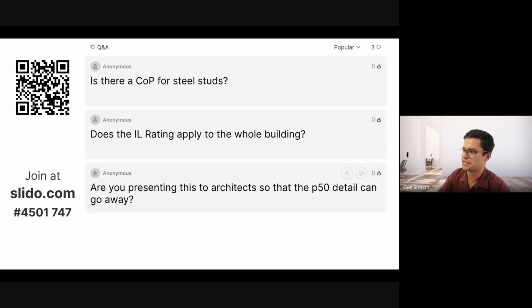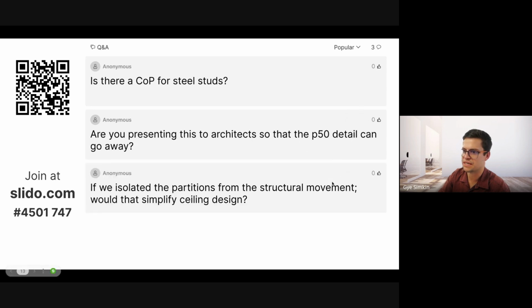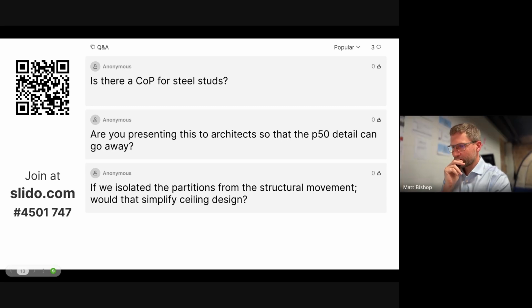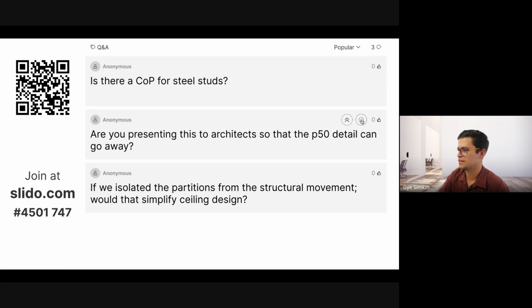So are you presenting this to architects so that the P50 detail, that is the shadow line detail, right, can go away? Yes, let's. Not today though. Well, unless we've got architects on here, I suppose. But yeah, maybe. For sure. We need to work on this. Yes. It could be one of those. It can't be done because it's not how it's been done in the past, and some architects definitely don't like changing the way it's been done. So it will be interesting to present that to architects as a new option.